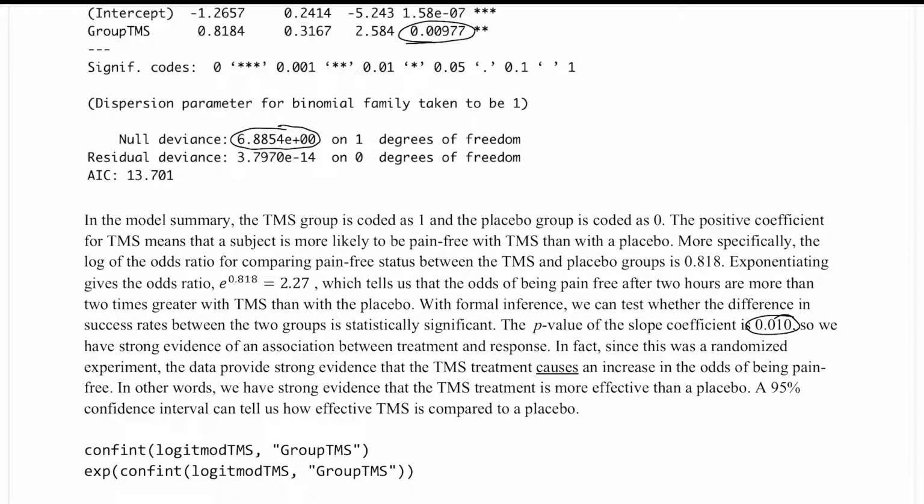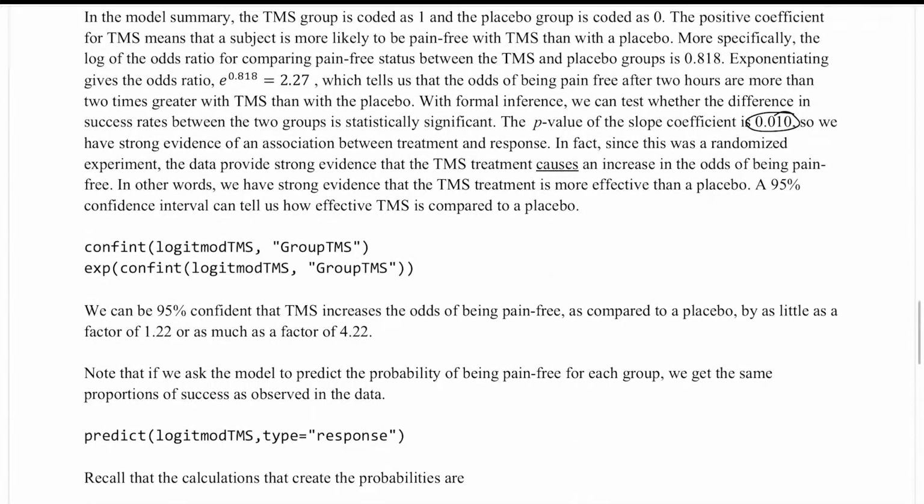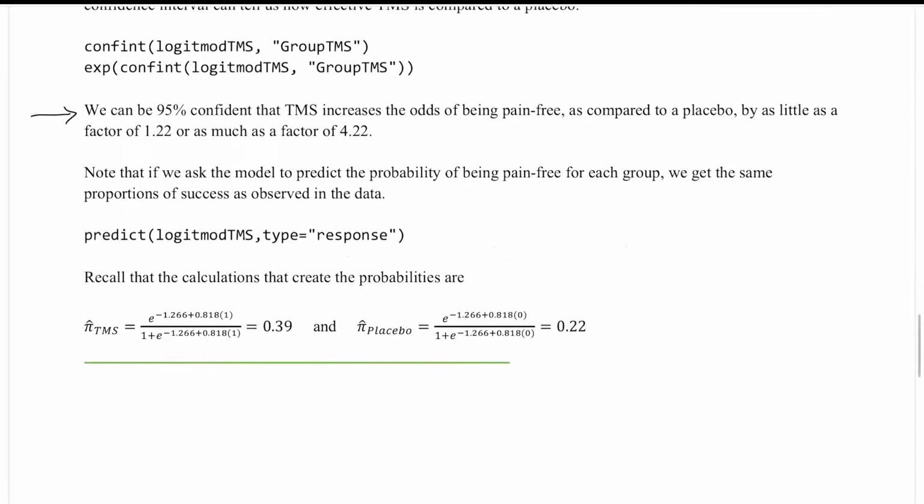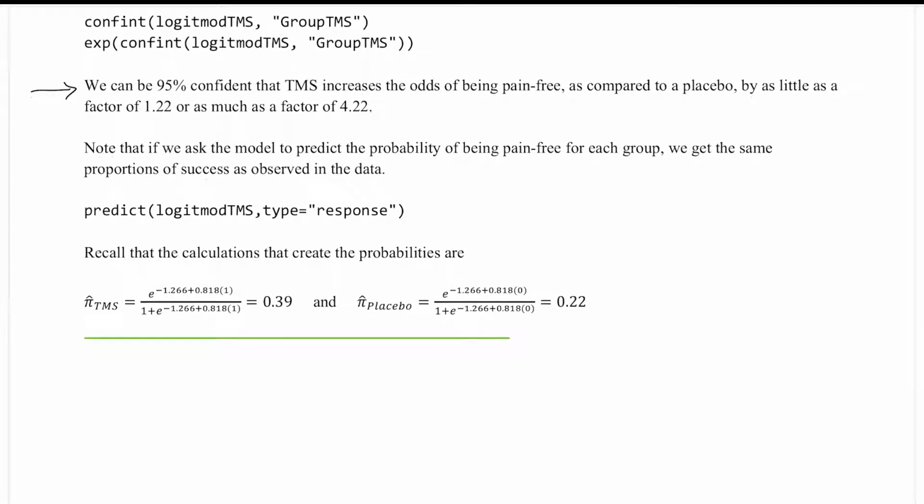Now here it mentions the p-value for the slope coefficient being about 0.01. FYI, if you did the chi-square on this 6.8854 null deviance, you would get also 0.01, it's 0.008-ish. So they pretty much agree in this case. And again, if you run the code on these confidence intervals, you should get the 1.22 and the 4.22 in this interpretation sentence I have here.